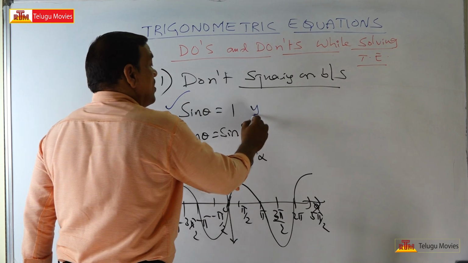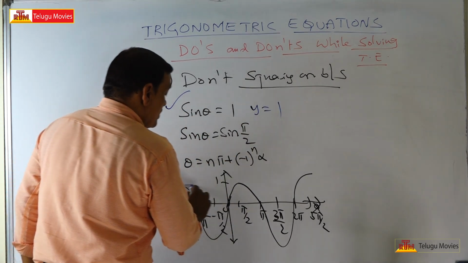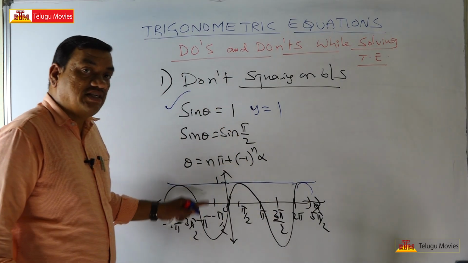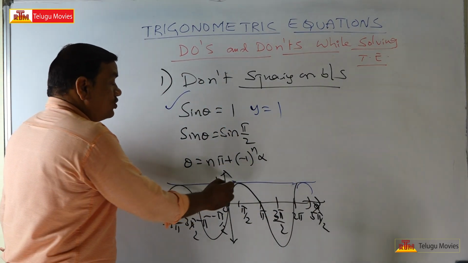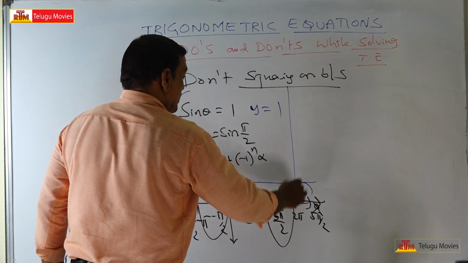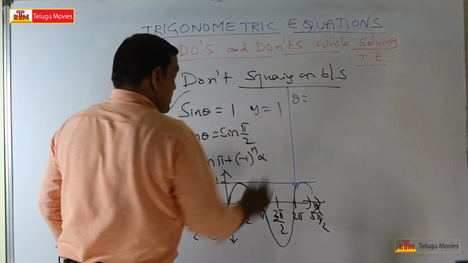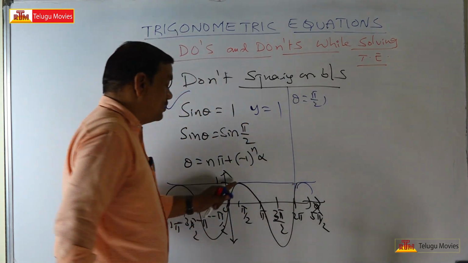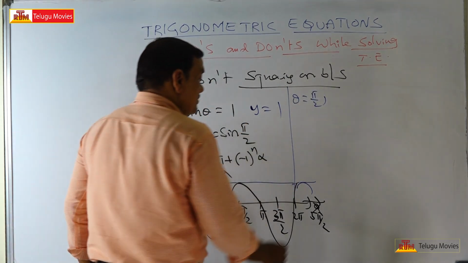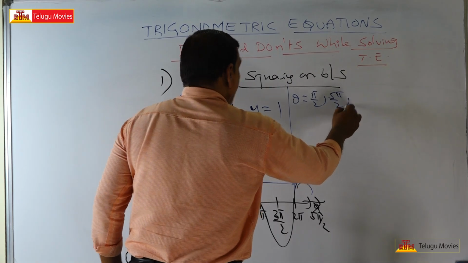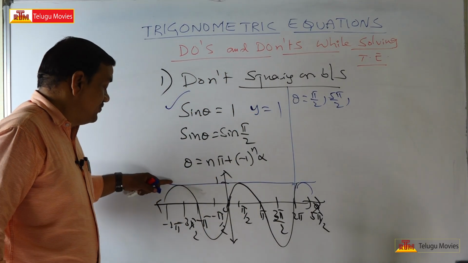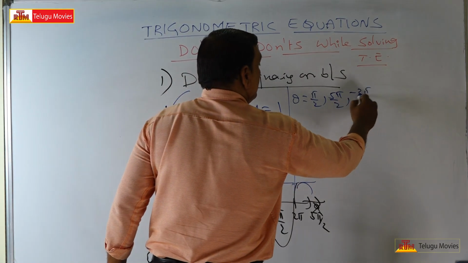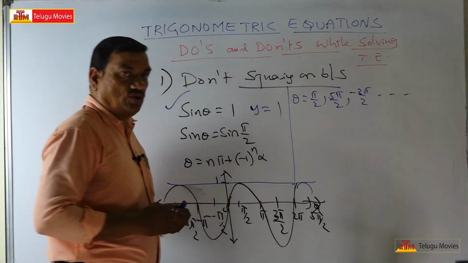Now what is the graph of y is equal to 1? It is a line parallel to the x-axis. Observe the solutions here. Theta is equal to pi by 2. The next solution is 5 pi by 2. On the negative side, it is minus 3 pi by 2. So on, you will get the solutions.